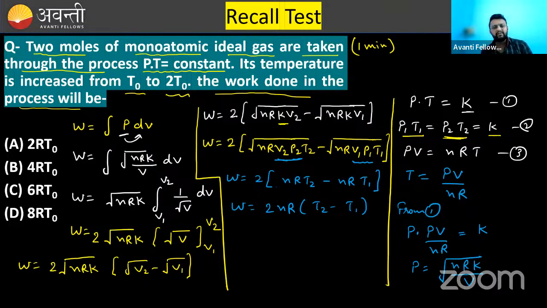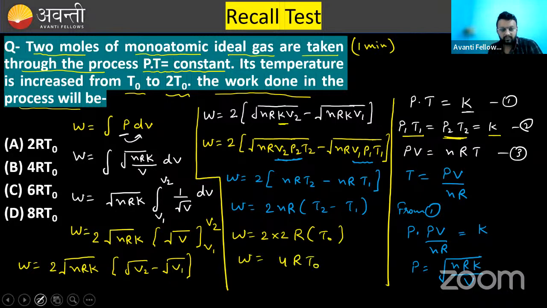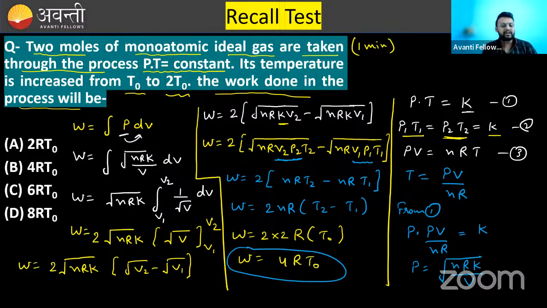Now you know the values, you can place the values. What are the values given? If you place the values, W is equal to 2, number of moles are 2, R, and T2 minus T1 is 2 T naught minus T naught, that is T naught. So the answer is W equals 4RT naught. Someone of you might feel that this is a longer, tougher question, but this is a basic question actually. So the correct option is B.